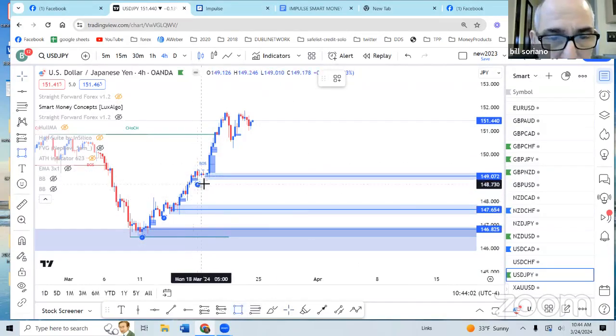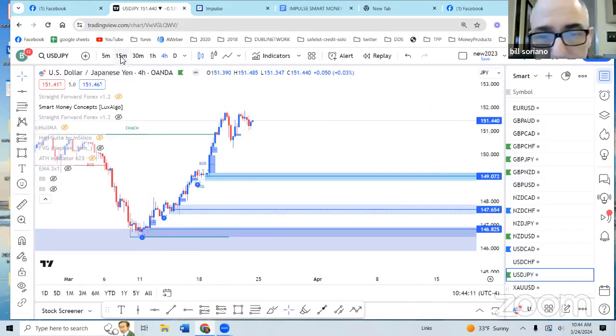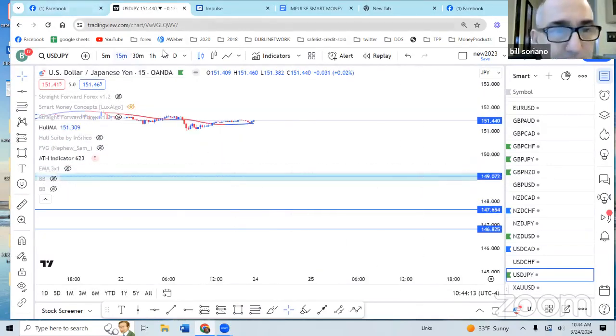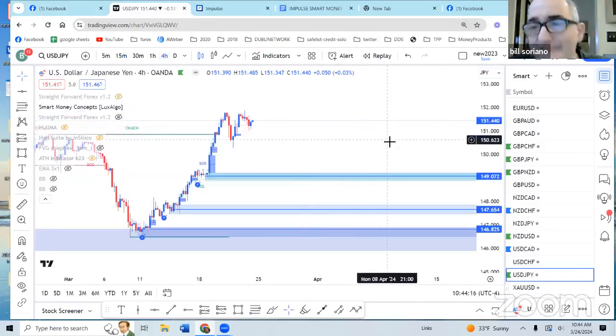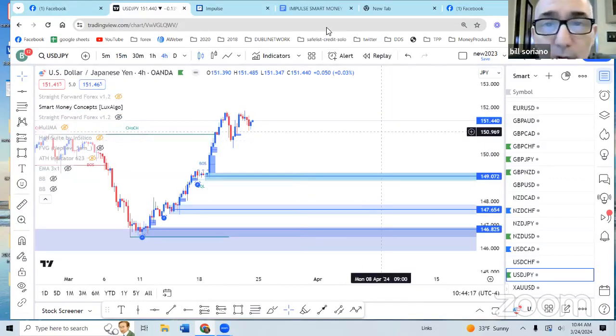But let me just go ahead and highlight that order block, okay? That way, when we drop down to the 15-minute, once it gets hit, we'll be able to see it, right? So that's it, guys. Okay, I went through here.